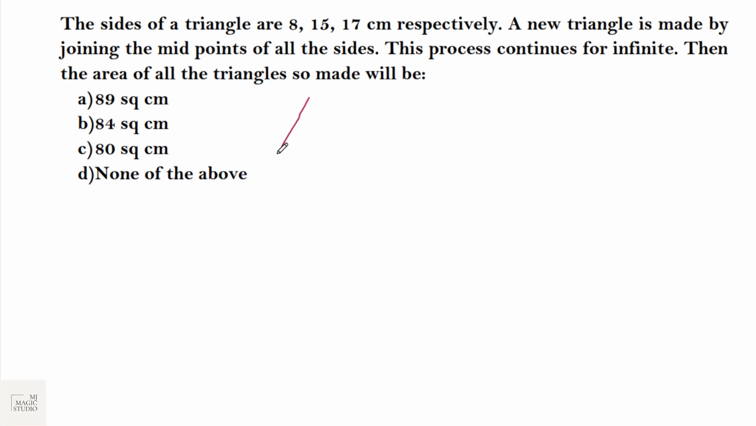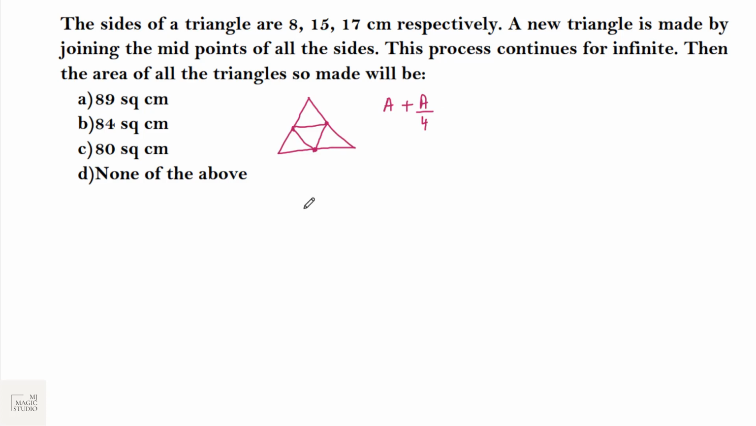Let's first take any triangle. Area of this triangle is A. Now, when I am joining the midpoints, the triangle which we are getting, the area of that triangle is 1/4 of the area of the original triangle.